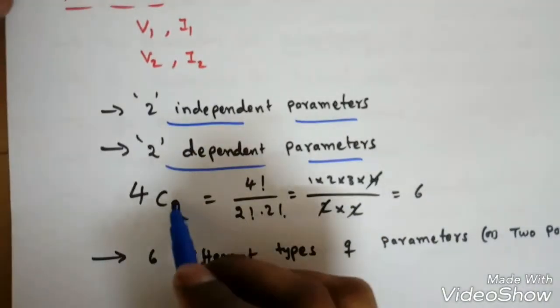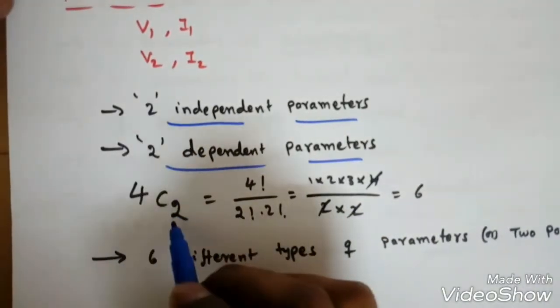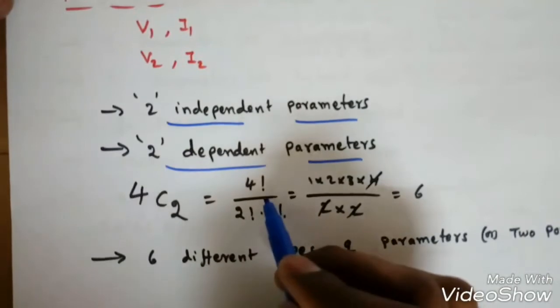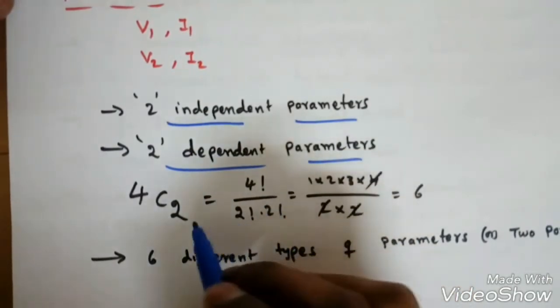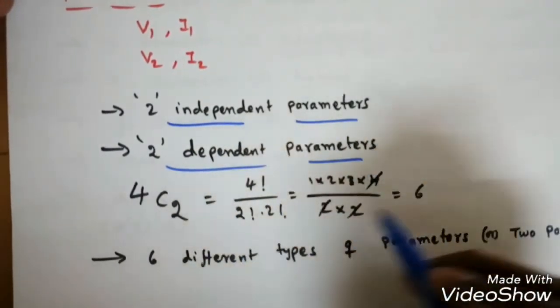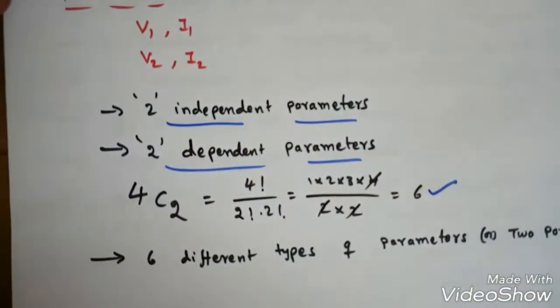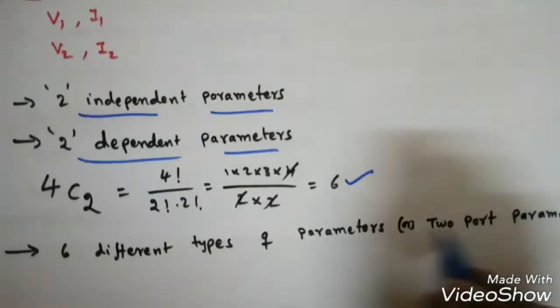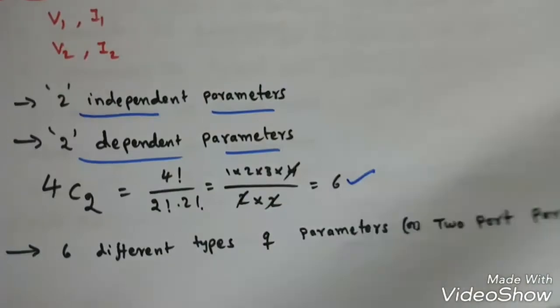Out of four, if two are independent, that is 4C2, which is 4 factorial divided by (4 minus 2) factorial into 2 factorial. So we will get 6 different types of two-port parameters. So what are those? One by one we will see.